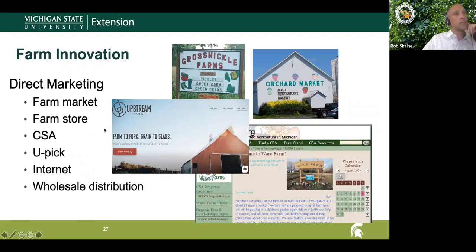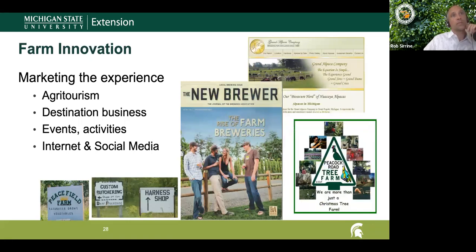Direct marketing, farm markets, you-pick, wholesale. Marketing the experience, so agritourism destination, destination business, events, activities, social media, you-pick tree farms. This is an interesting case right here. This is Loftus Ranches. They're a large hop farm. They put in a farm brewery that is just producing outstanding beer and really taking off.